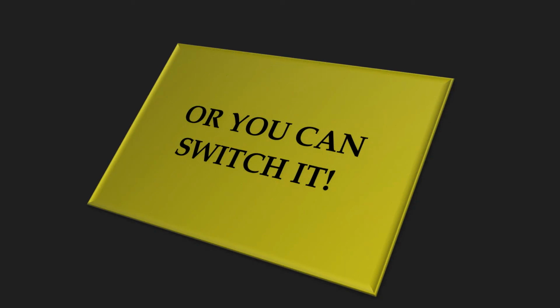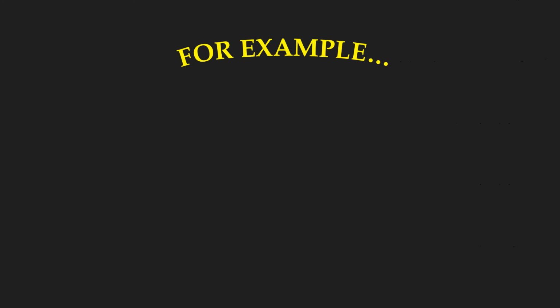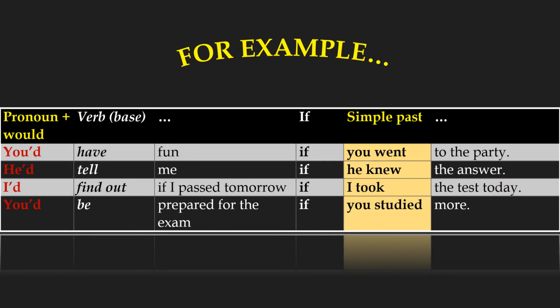Or you can switch it. You can switch the sentences around and start them with the pronoun plus the auxiliary verb would. So here we have, you'd have fun if you went to the party. He'd tell me if he knew the answer. I'd find out if I passed tomorrow if I took the test today. You'd be prepared for the exam if you studied more.